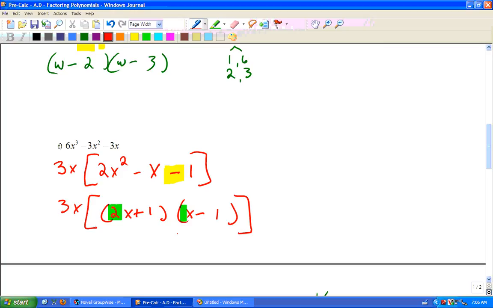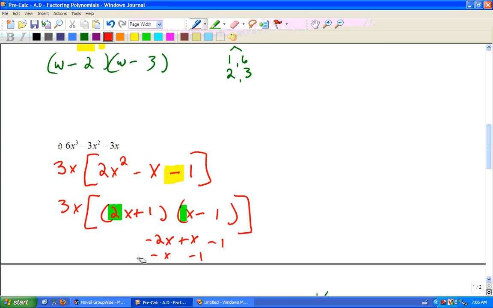2x times x gives us that 2x squared. So if we were to FOIL this back out, 2x squared, our outside terms would give us negative 2x. Our inside terms would give us plus x, and our last terms would give us negative 1. Hey, in this case, on our first guess, it worked out. When you combine like terms, you have negative x minus 1. That's what we started with. That's what we're looking for.